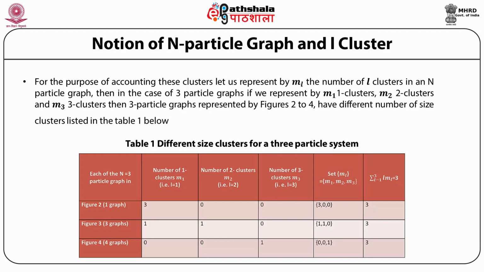In figure 4, 4 graphs, the number of 1 clusters M1 is 0, the number of 2 clusters M2 is equal to 0, the number of 3 clusters M3 is equal to 1, such that the set ML is 0, 0, 1, so that the summation over L equal to 1 to 3 of L ML once again turns out to be 3.